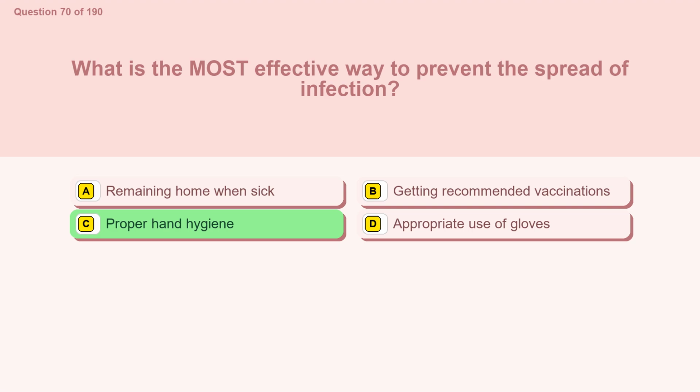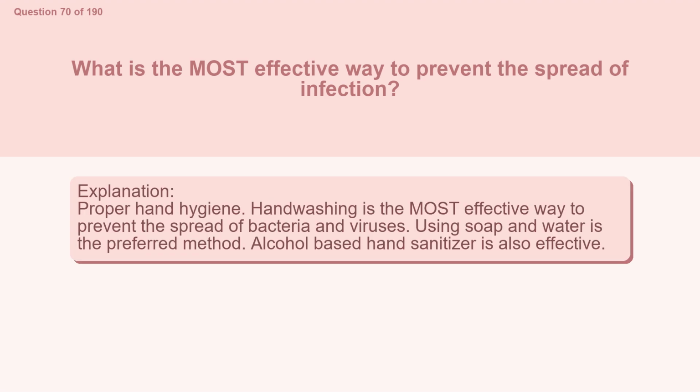The correct answer is option C. Proper hand hygiene. Hand washing is the most effective way to prevent the spread of bacteria and viruses. Using soap and water is the preferred method. Alcohol-based hand sanitizer is also effective.